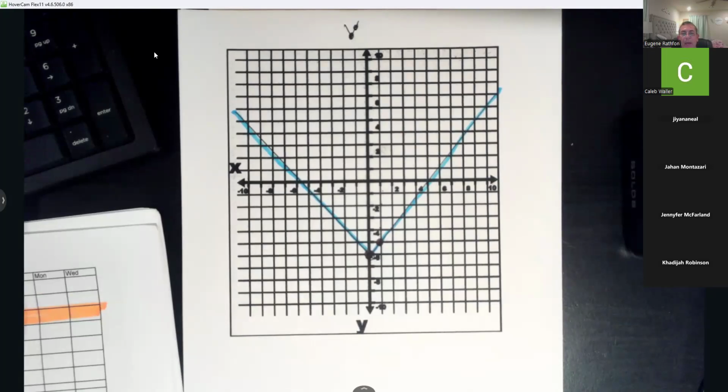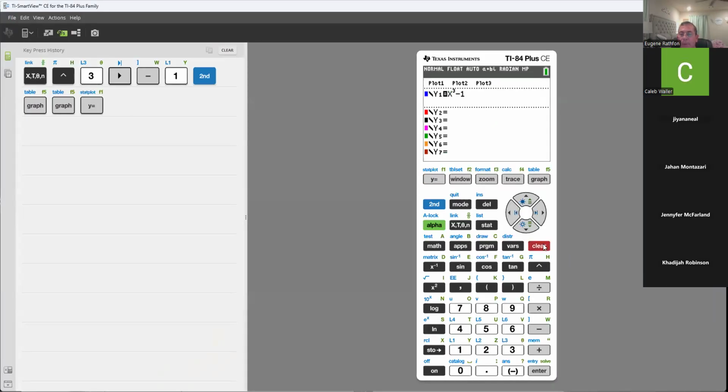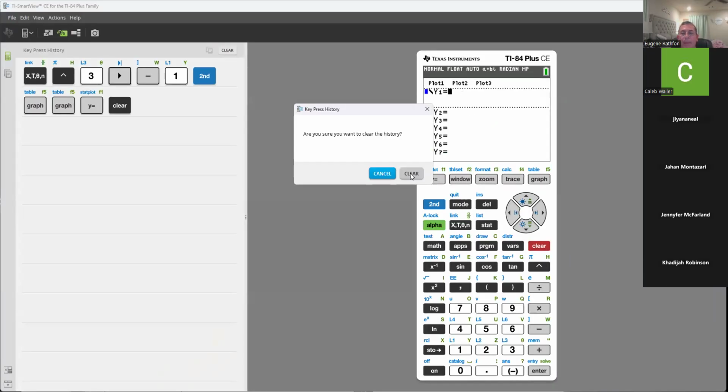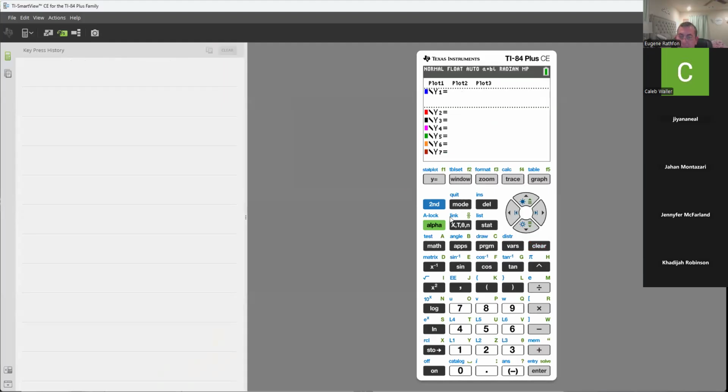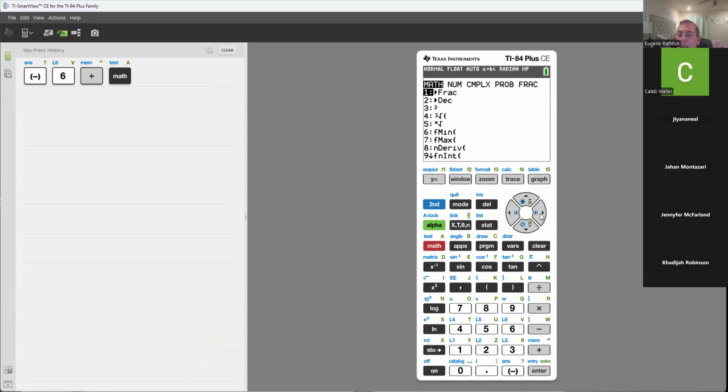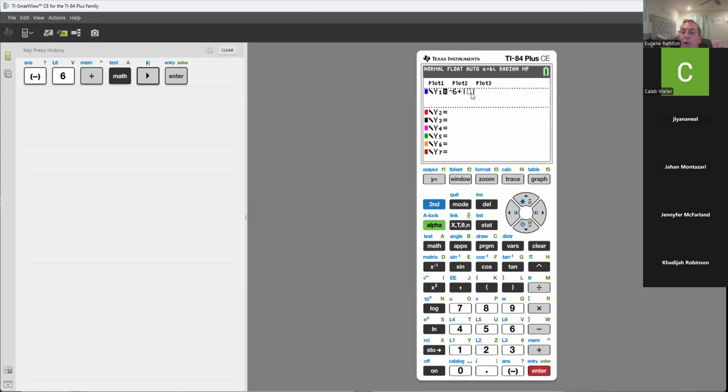I'll do this one because absolute value is tricky to find. So I'm going to clear everything off. So we're in y equals, I had -6. So -6 plus absolute value of x. To get absolute value, hit the math button on the left side. Highlight one right to NUM is highlighted for number. And number 1 is highlighted ABS. Hit enter because that's absolute value. It'll put up the brackets, put your X in it, and then you can arrow out if you want.